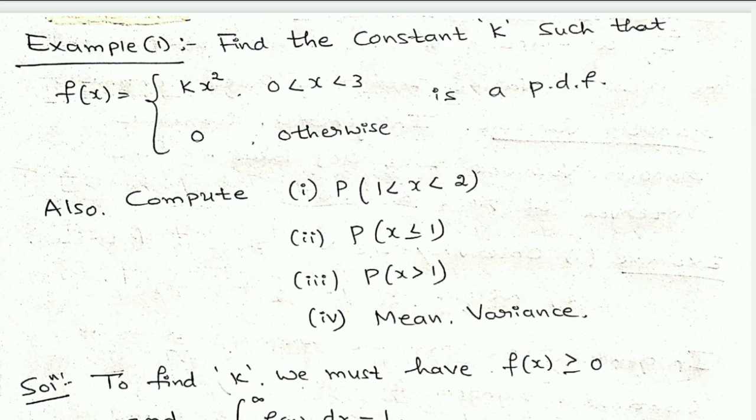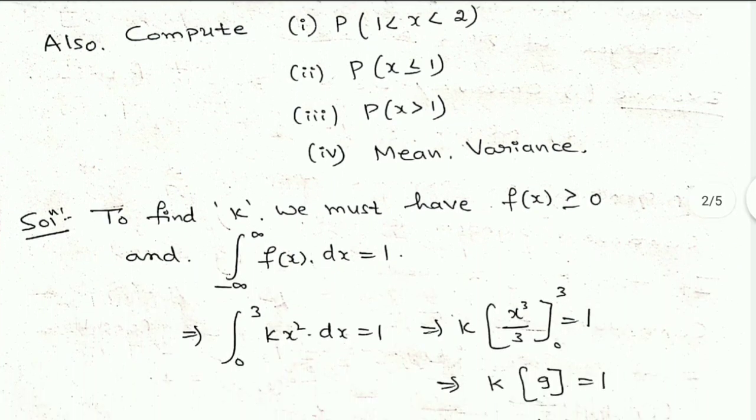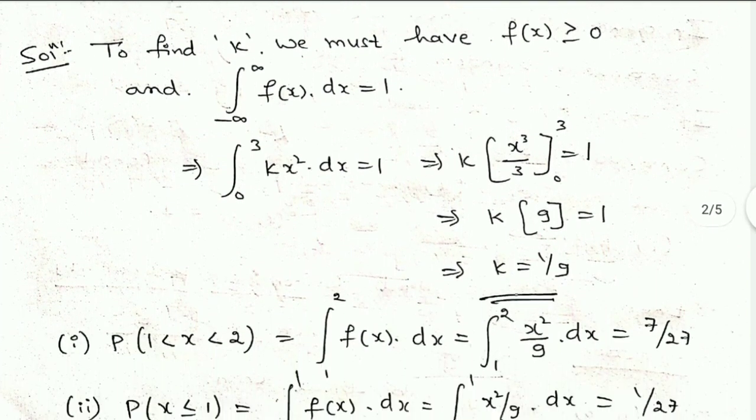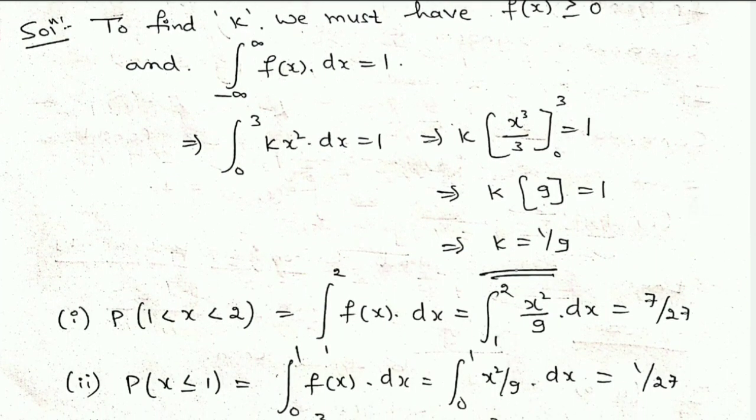First we will try to understand the given function. What is our first job? We have to find the value of k. Observe the function carefully. This function is defined only for 0 less than x less than 3. In all other cases it is 0, correct? Now, what is the first condition? In the case of continuous, it should be greater than or equal to 0. Fine. The second condition is the integration from minus infinity to plus infinity of f of x dx is 1. So we will substitute the values. Now the interval is only 0 to 3, because in all other cases it is 0. The integral of k x square dx from 0 to 3 equals 1.